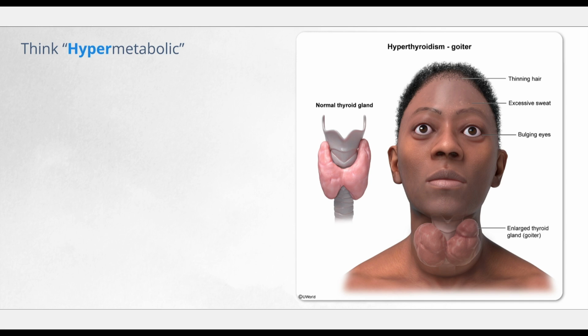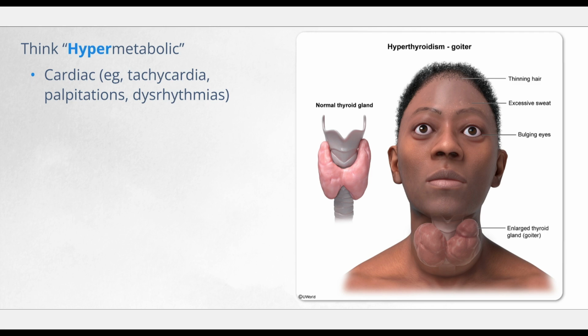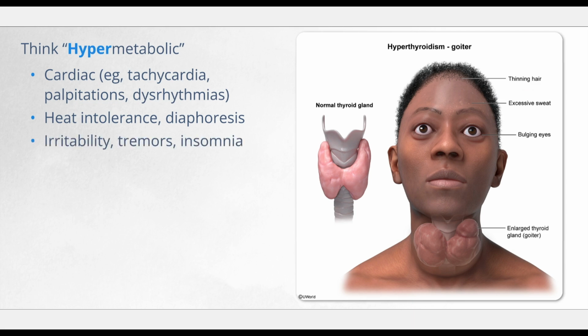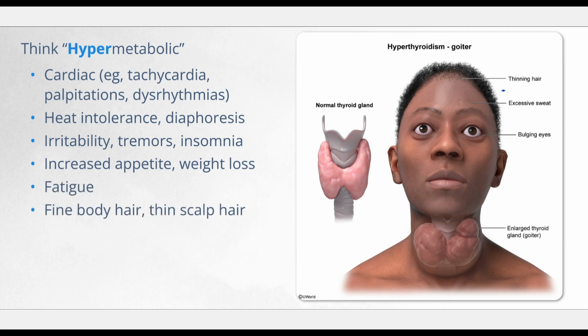Signs and symptoms of hyperthyroidism include cardiac symptoms like tachycardia, heart palpitations, and arrhythmias. Clients are likely to have heat intolerance and sweat more often than usual, as demonstrated by the client in this image. Clients become more irritable, have tremors, and difficulty sleeping. Due to an increased metabolism, patients may have an increased appetite and unintentional weight loss. Clients may be fatigued, and they may notice that their hair thins.